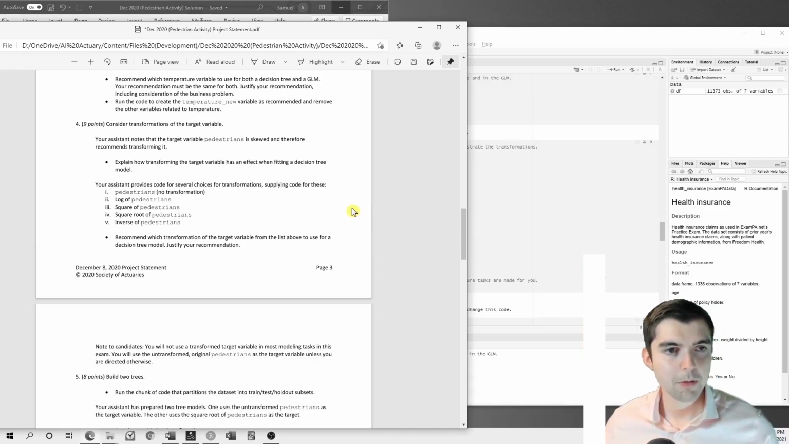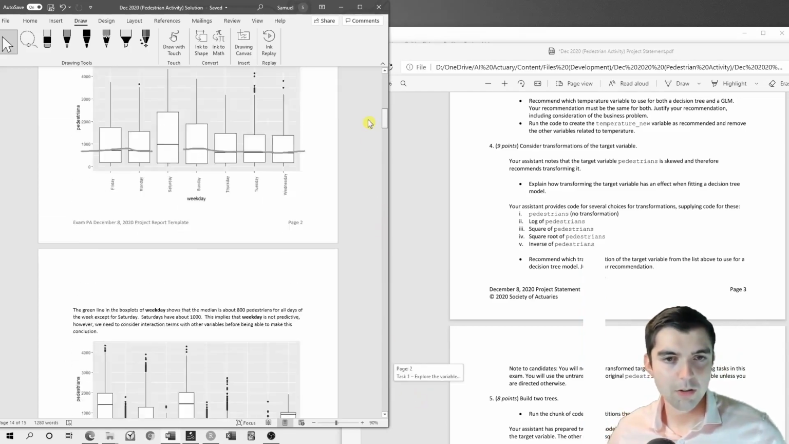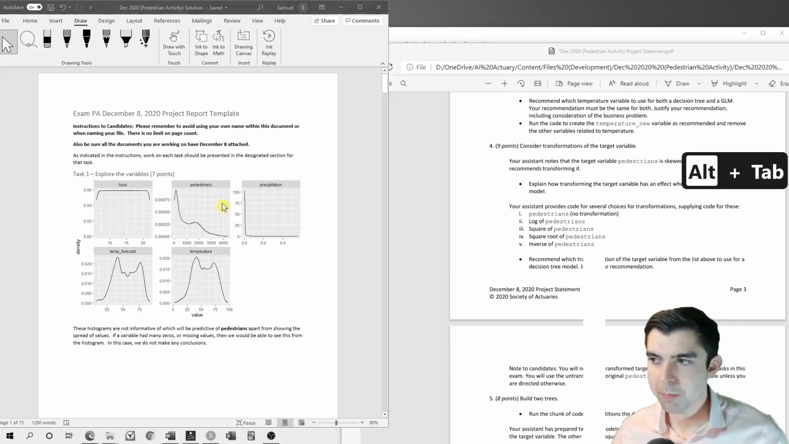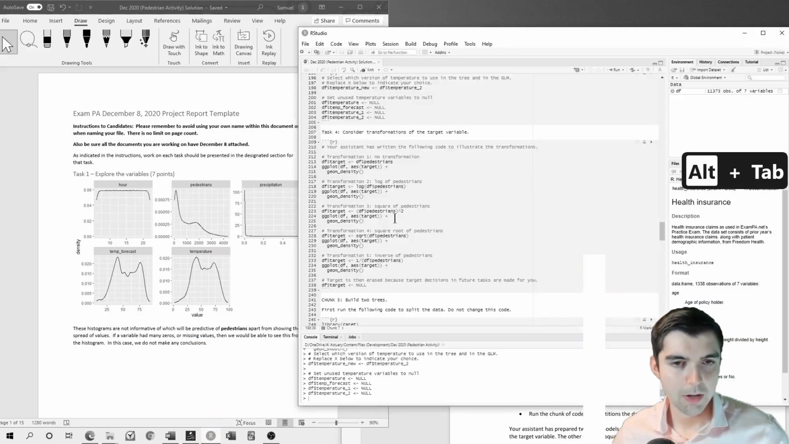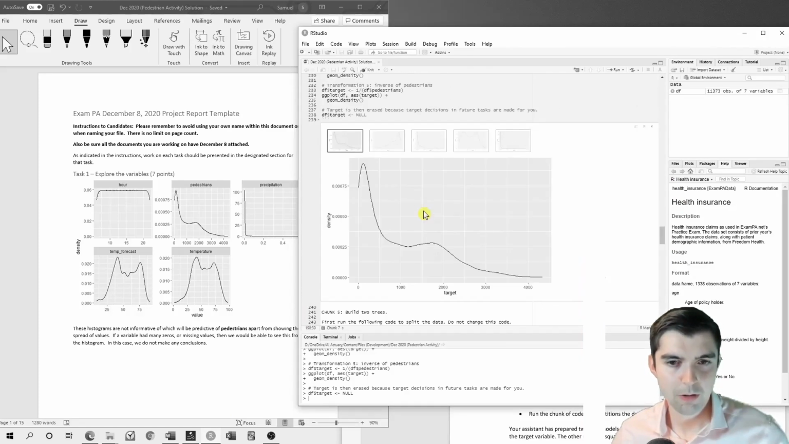Task 4, 9 points. Consider transformations of the target variable. Your assistant notes that the target variable, pedestrians, is skewed and therefore recommends transforming it. Explain how transforming the target variable has an effect when fitting a decision tree model. So they're just asking, well, let's look at the target variable distribution. We look right here, we can see that it is right skewed. Let's get a big histogram and put that into the report. Task 4. There it is.